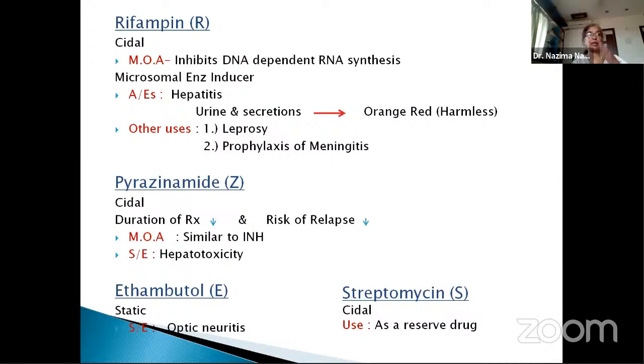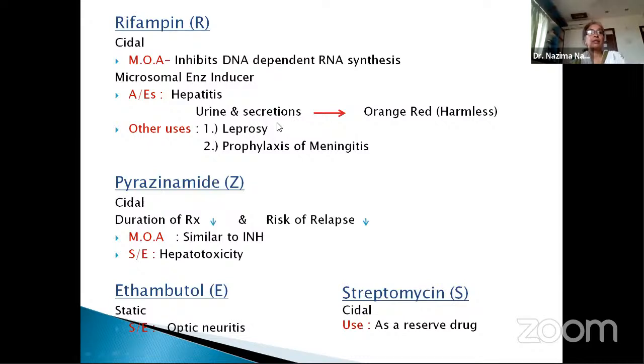Then the other important first line drug is rifampicin or rifampin. Again, it has a bactericidal action. It acts by inhibiting the DNA-dependent RNA synthesis. It is a microsomal enzyme inducer. Side effects related to rifampicin include hepatitis, and this drug also causes the urine and other secretions to become orange red in color. Of course, this is a harmless side effect, but it has to be told to the patient in the beginning.